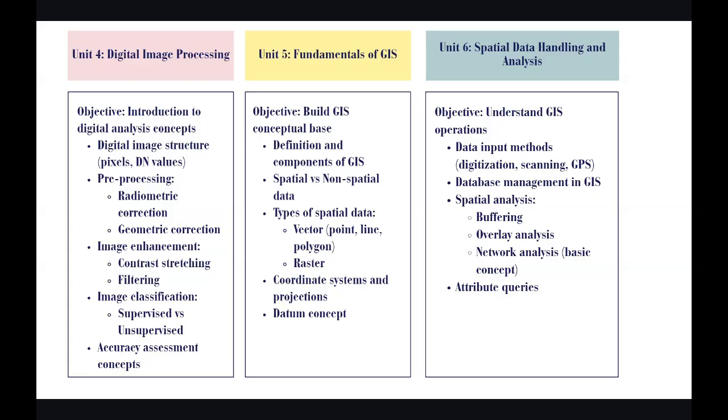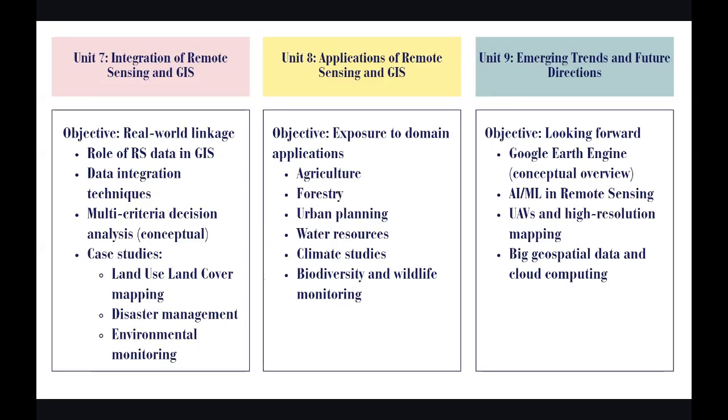Moving forward, we understand the fundamentals of GIS. So from unit 5 onwards, we are starting with GIS, spatial data handling and analysis within a GIS project. And then once we learn what is remotely sensed data and what is geographic information system, we go for integrating these two. After integrating in unit 7, we go towards unit 8, where we apply this integration of remote sensing and GIS into different disciplines like agriculture, forestry, urban planning, water resources, climate studies, biodiversity and wildlife monitoring.